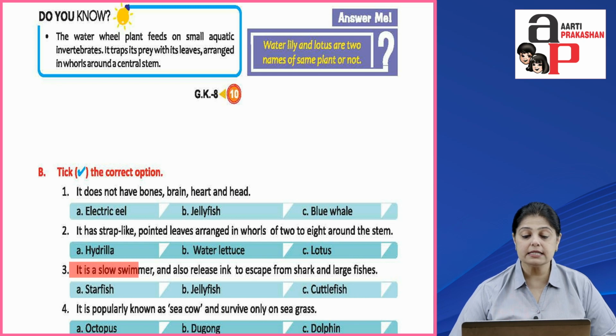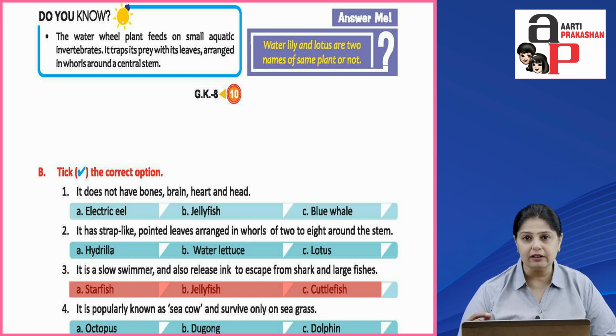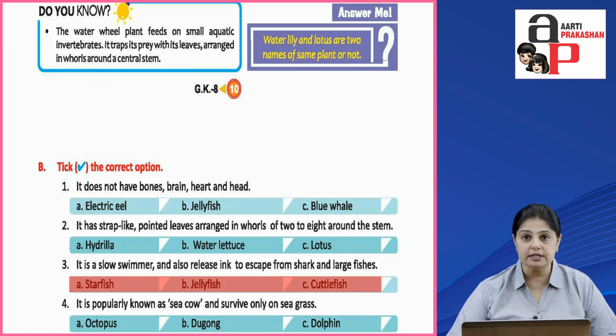Now, it is a slow swimmer and also releases ink to escape from sharks and large fishes. Now, what is it? Is it a starfish, a jellyfish, or a cuttlefish? It's a cuttlefish. What they do is they release something which is called ink, and because of this ink, they are able to escape from sharks and large fishes.